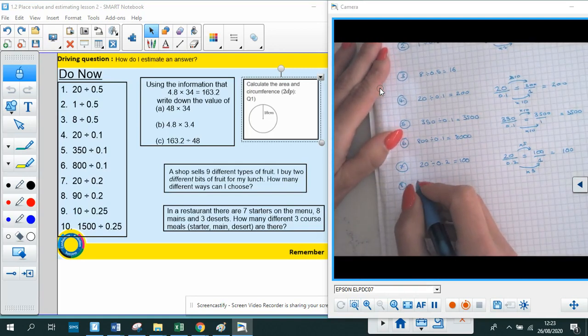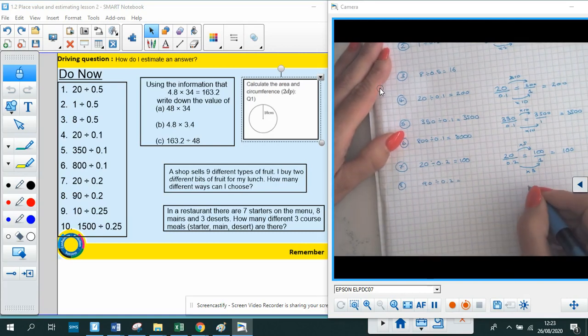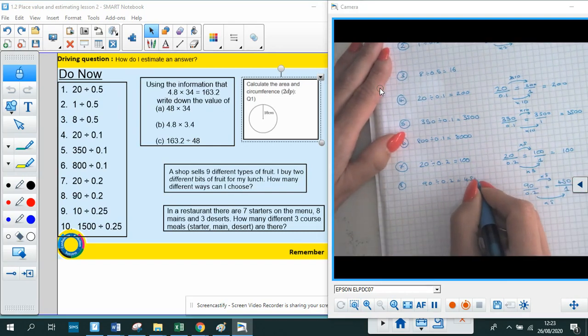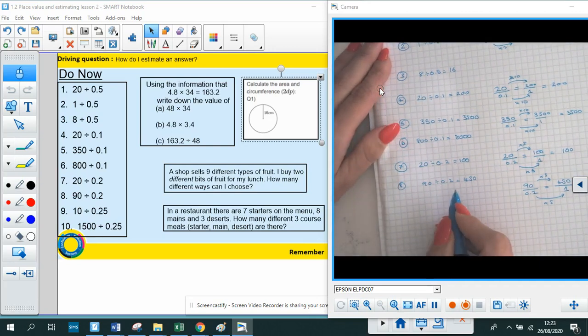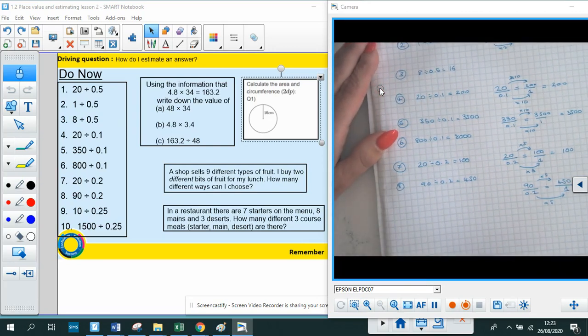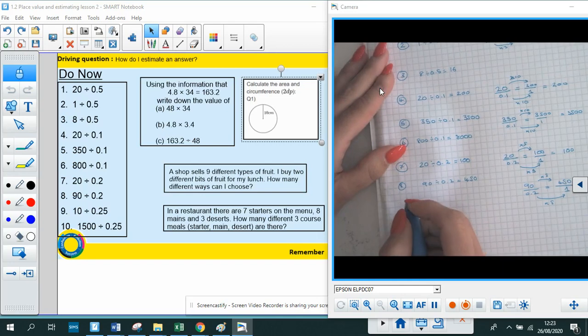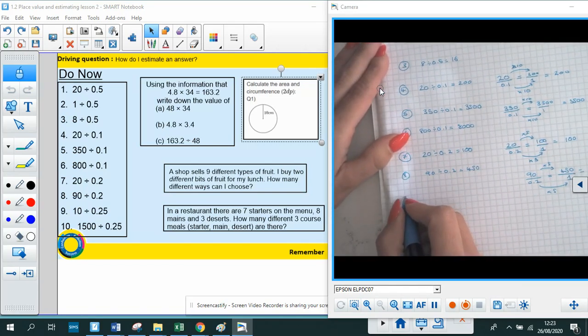Question 8. 90 divided by 0.2. 90 over 0.2. Let's make that into a whole number, 1, multiplied by 5. 450 divided by 1 is 450. Or 90 multiplied by 5 is 450 because dividing by 0.2 is the same as multiplying by 5. Question 9.